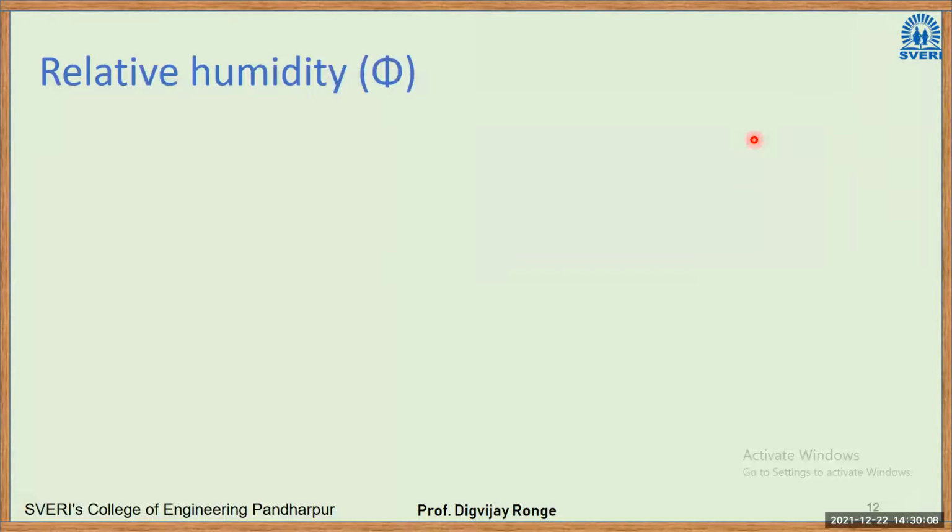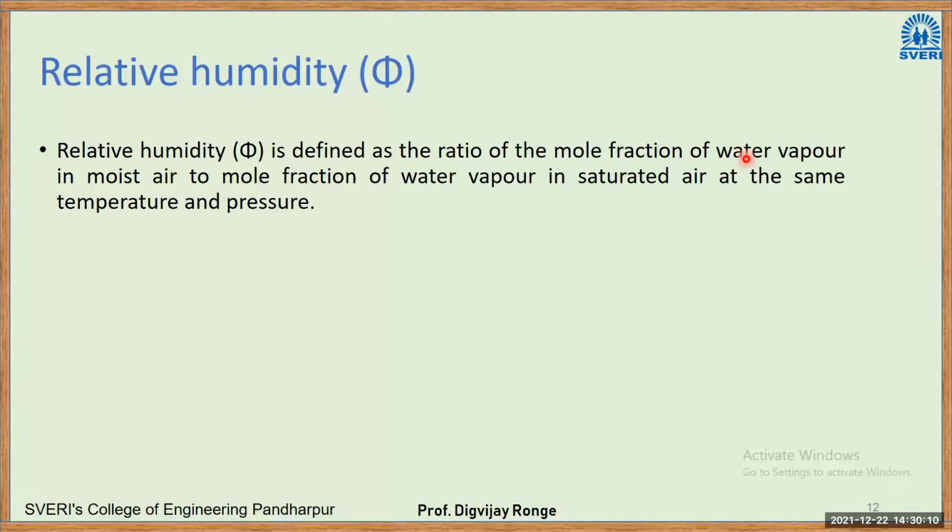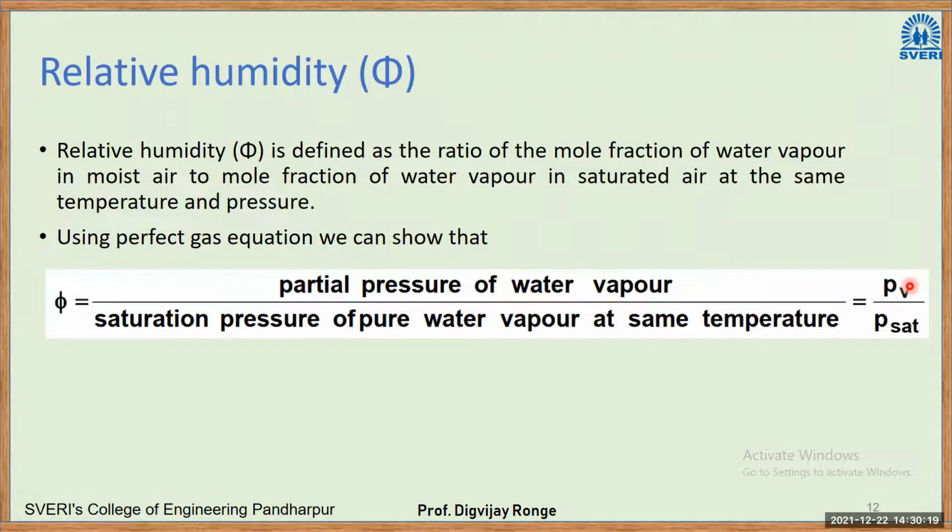Then we have seen other properties like relative humidity, which is the ratio of the mole fraction of water vapor in moist air to the mole fraction of water vapor in saturated air. Another formula is PV divided by Psat, the partial pressure of water vapor to the saturation vapor pressure of water vapor.